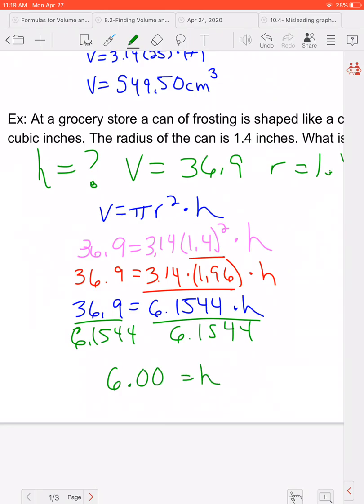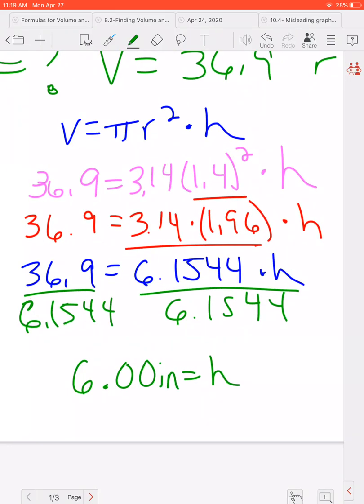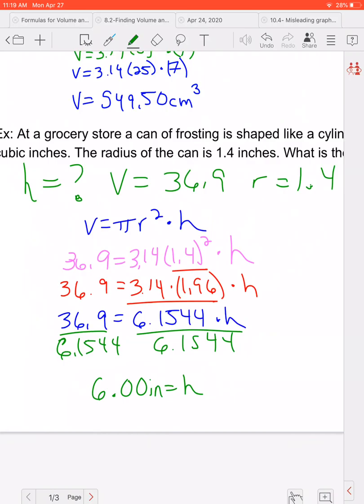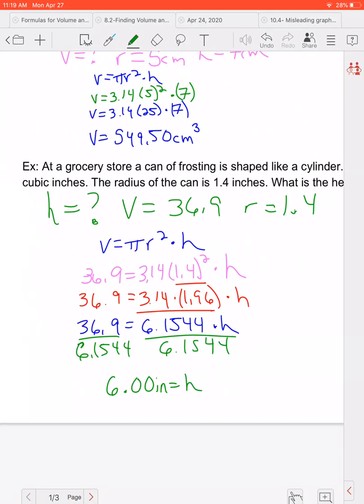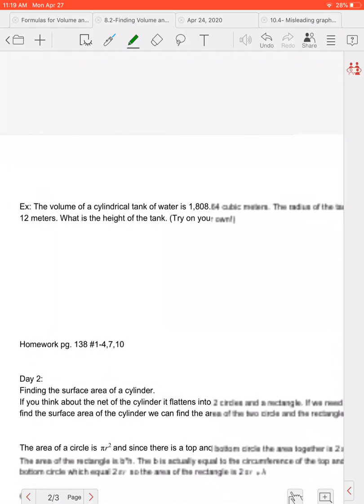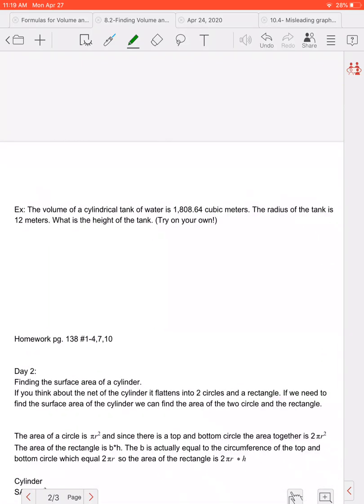Now since height is a flat dimension, it's just inches. Okay, it's not going to be inches squared or inches cubed. So that's how we find the height of the can of frosting. It's 6 inches tall, which seems like a very tall can of frosting, but someone must be very hungry. So go ahead, this is a very similar problem, so go ahead and pause the video and try it on your own and see if you come up with the same answer as me while I go through it.